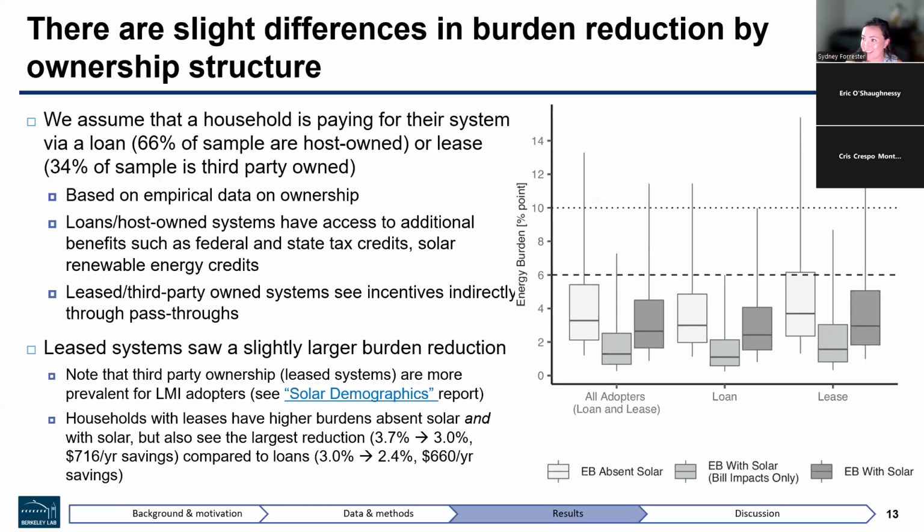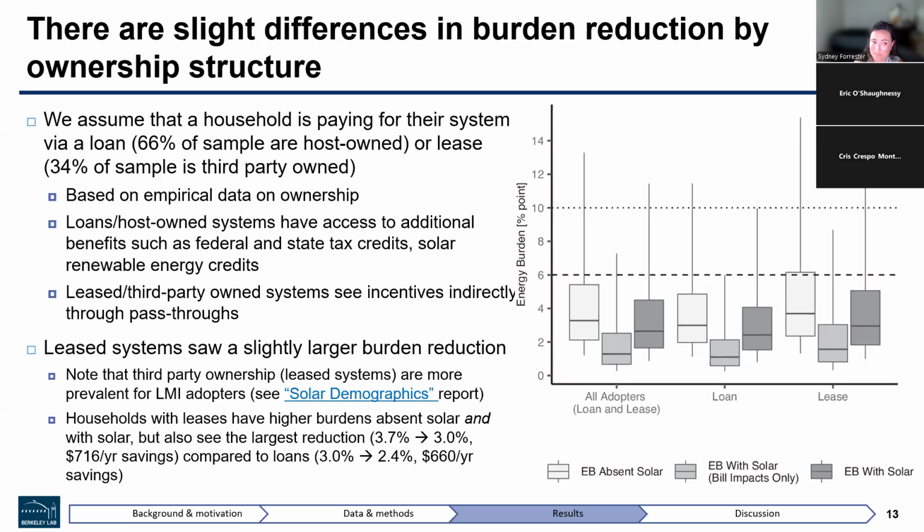Okay, so moving on to the ownership structure. Here we have empirical information on whether the system is host-owned or third-party owned. And what we see here is that we don't see a huge difference between those with loans or leases. So two-thirds are host owned, and we assume that anything host owned is being paid back on a loan. And then one-third is third party owned, so we assume that that is a lease.